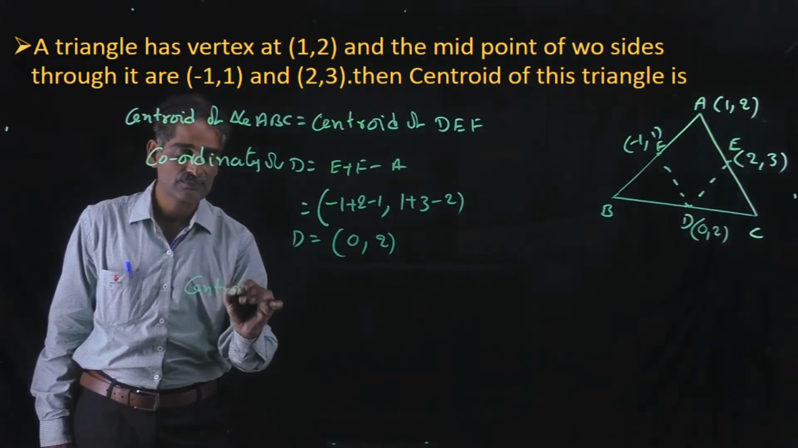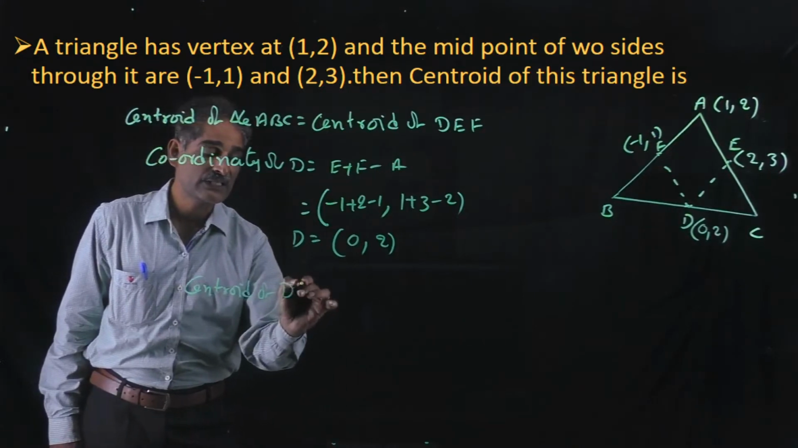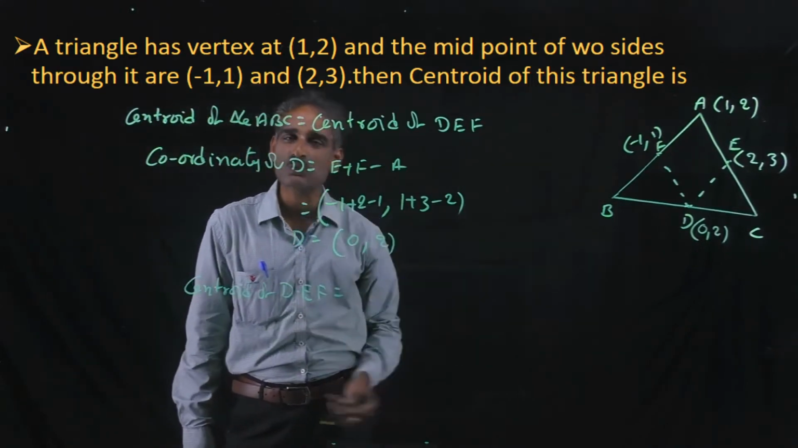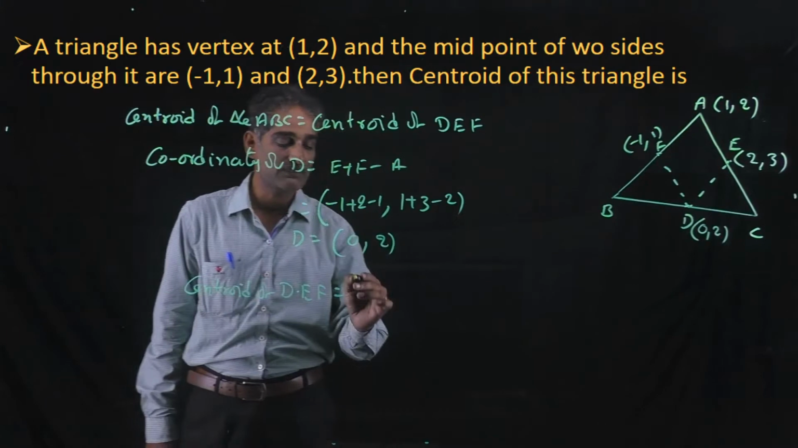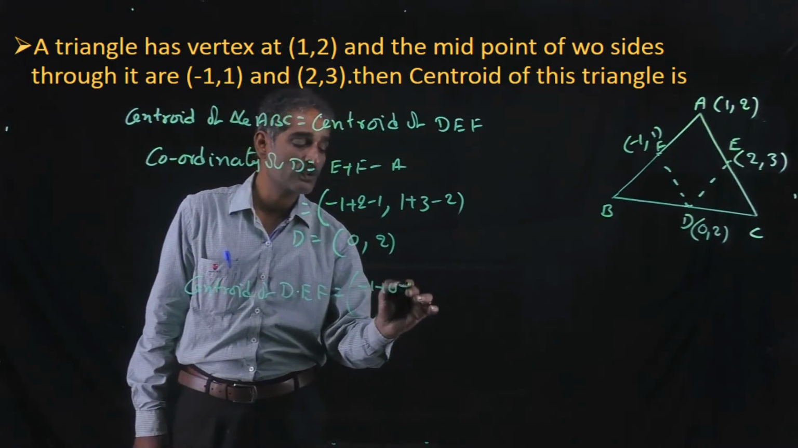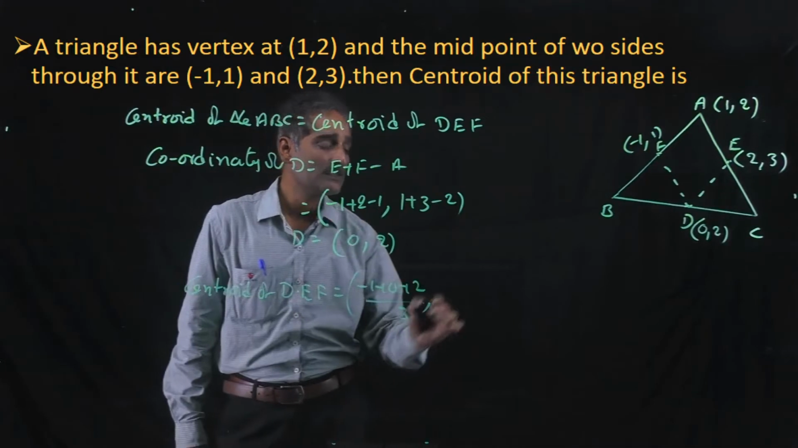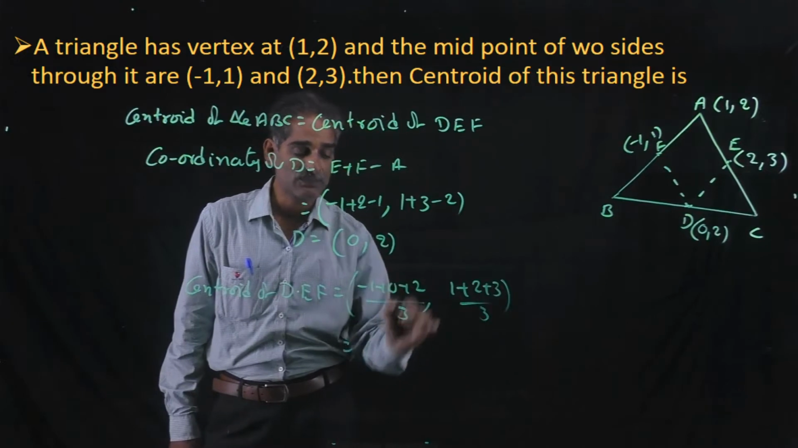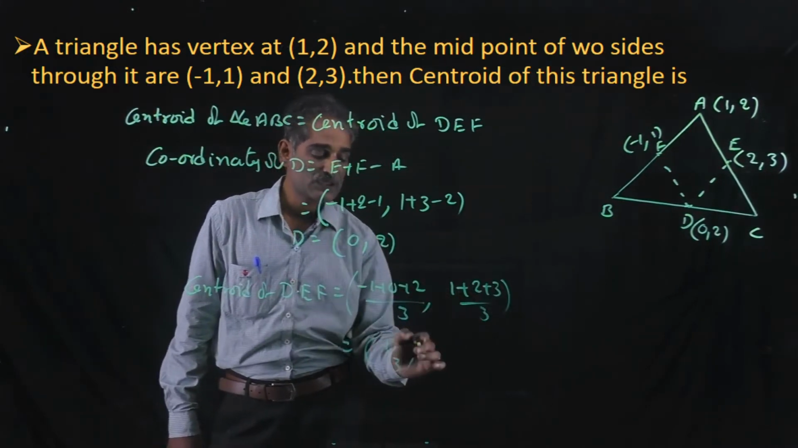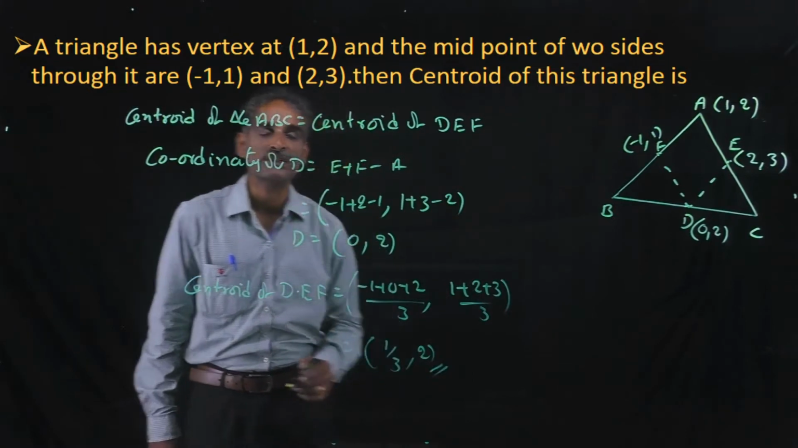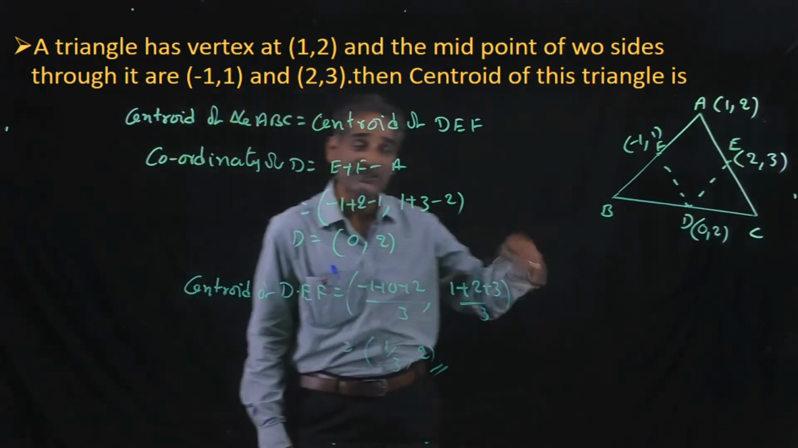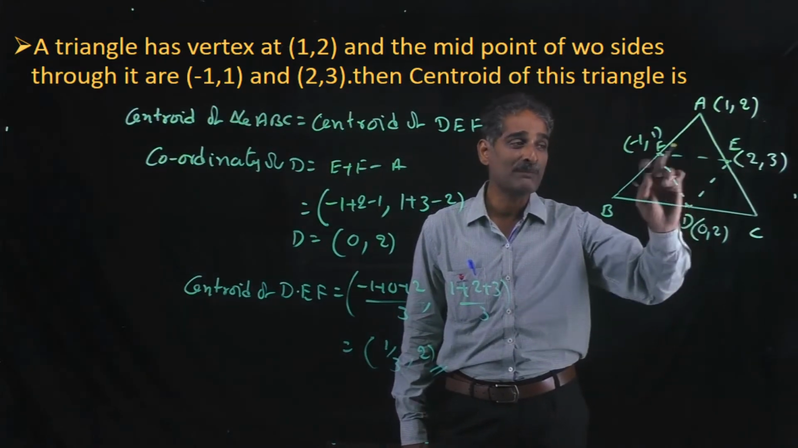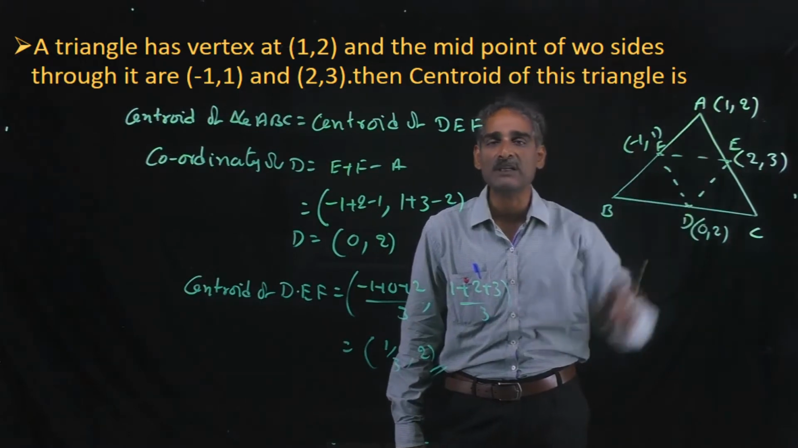The centroid of DEF is equal to x1 plus x2 plus x3 by 3, y1 plus y2 plus y3 by 3. Therefore, minus 1 plus 0 plus 2 by 3, comma 1 plus 2 plus 3 by 3. That is equal to minus 1 plus 2, 1 by 3, comma 6 by 3, that is equal to 2. These are the coordinates of the centroid of the triangle DEF. It is equal to the centroid of ABC. The centroid of the triangle formed by the midpoints of the sides is equal to the centroid of the given triangle.